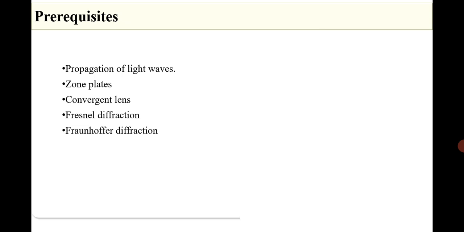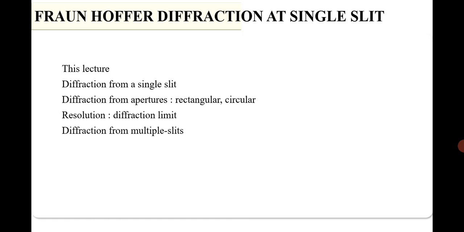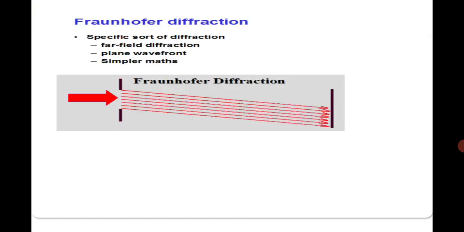Here we learn Fraunhofer diffraction, a specific sort of diffraction. Fraunhofer diffraction is a far field diffraction, with a plane wavefront, and it involves simpler maths. So as shown in the figure, Fraunhofer diffraction.